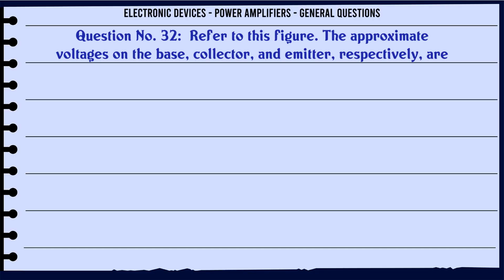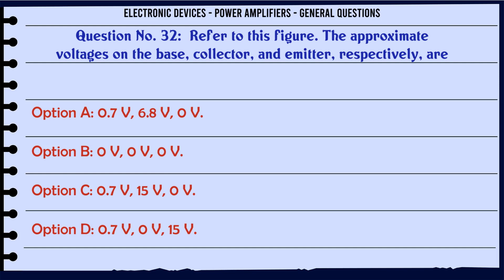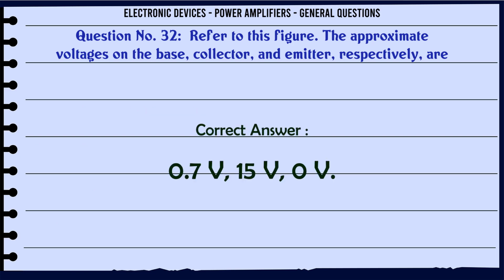Refer to this figure. The approximate voltages on the base, collector and emitter respectively are A: 0.7 V, 6.8 V, 0 V, B: 0 V, 0 V, 0 V, C: 0.7 V, 15 V, 0 V, D: 0.7 V, 0 V, 15 V. The correct answer is 0.7 V, 15 V, 0 V.